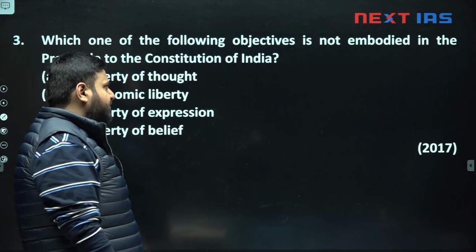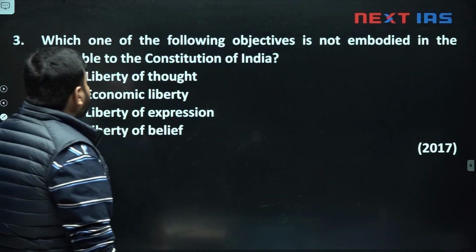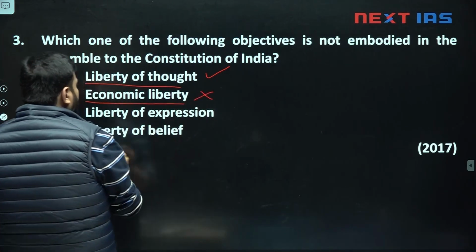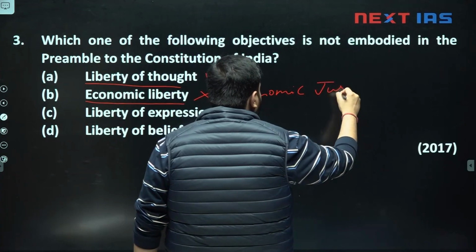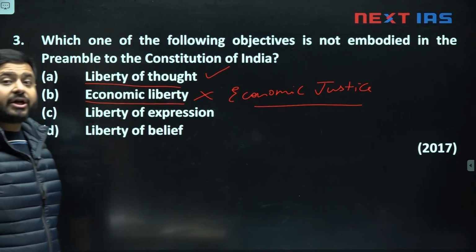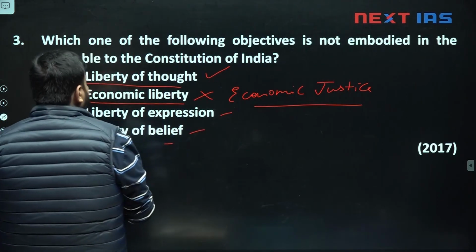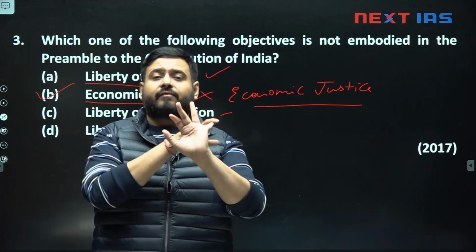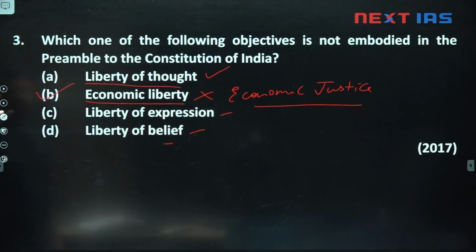Which of the following objectives is not embodied in the preamble to the Constitution of India? Okay, liberty of thought, yes, it is there. Economic liberty, no. It mentions economic justice, but does not mention economic liberty. It mentions socio-economic and political justice. Liberty of expression, yes. Liberty of belief, yes. So the answer will be B, because it mentions 5 types of liberty: thought, expression, belief, faith, and worship. It mentions 3 types of justice: economic, social, and political. No economic liberty. So the answer will be B.